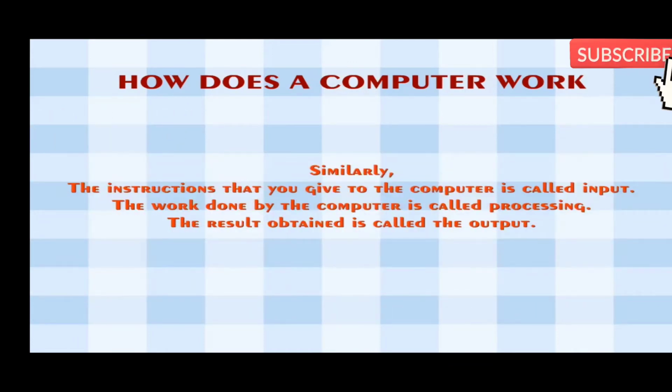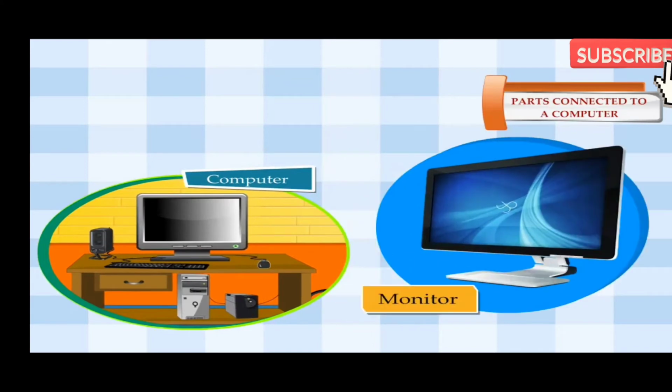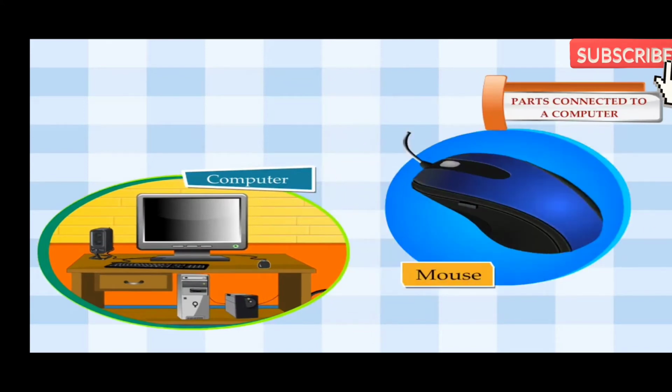Similarly, the instructions that you give to the computer are called input. The work done by the computer is called processing. The result obtained is called the output. Parts connected to a computer: CPU, monitor, keyboard, and mouse are the main parts of a computer.